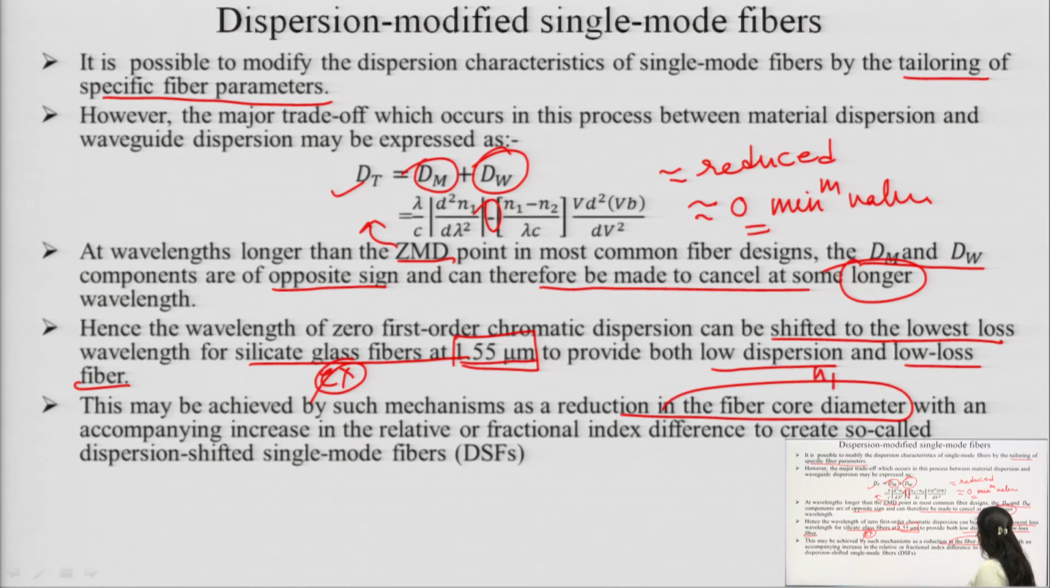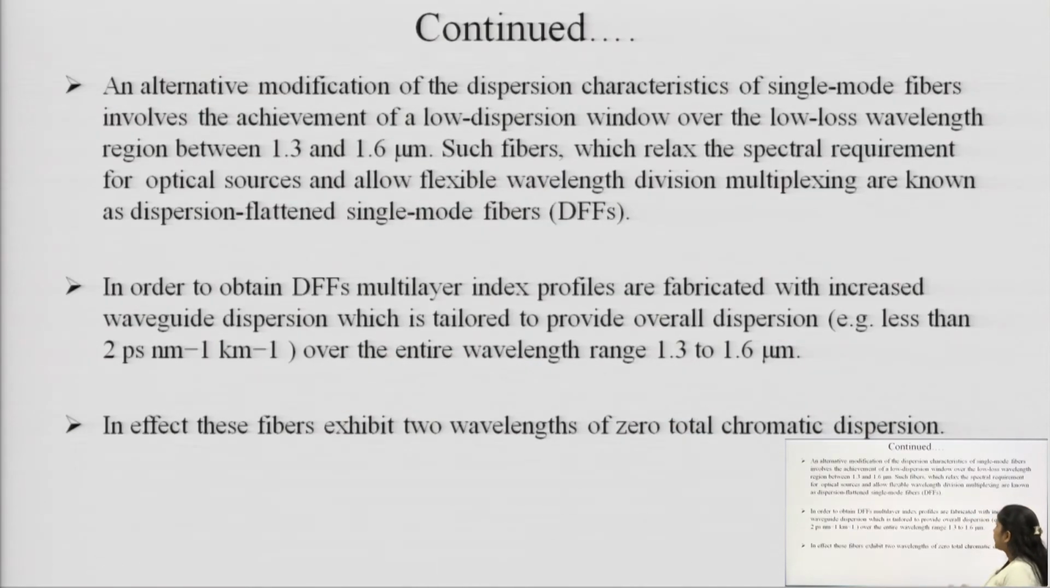That means N1, which exists in the numerator side, has to be reduced with an accompanying increase in the relative or fractional refractive difference. That is why it is mentioned it is possible at the longer wavelength, as lambda is in the denominator side. So, by changing some of the parameters at this level, we can have the reduced dispersion and we can obtain the dispersion shifted single mode fiber.